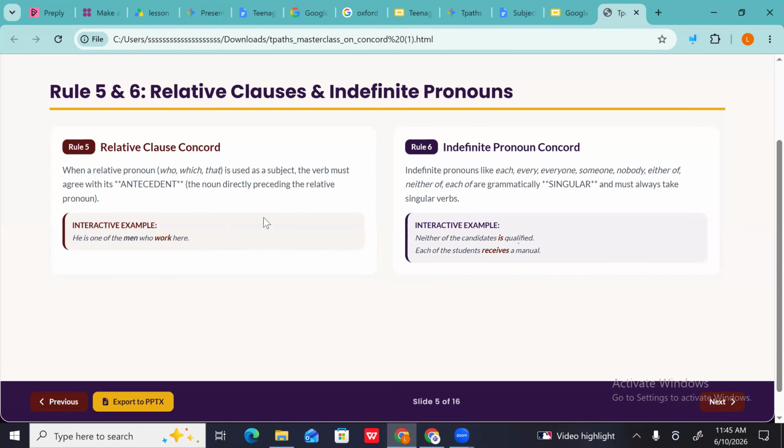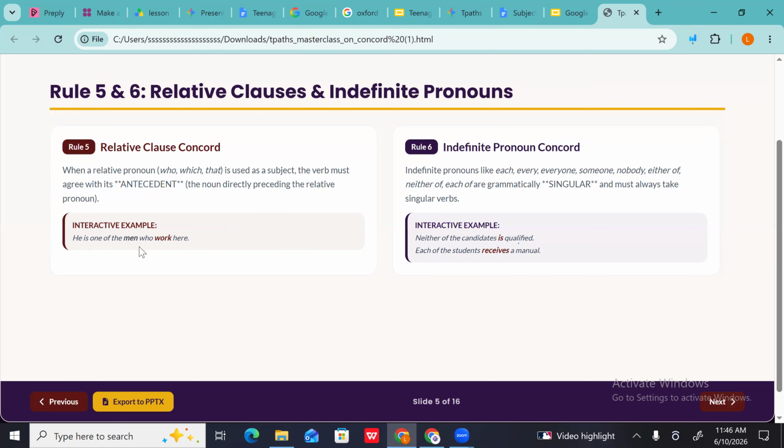Yeah. In this case now, we have relative clause concord. Whenever a relative pronoun like who, which, that is used as a subject, the verb must agree with the antecedent. The antecedent is the noun directly preceding the relative pronoun. Look at this. Antecedent is just like the word before. Please don't let the grammar complicate the issue for you.